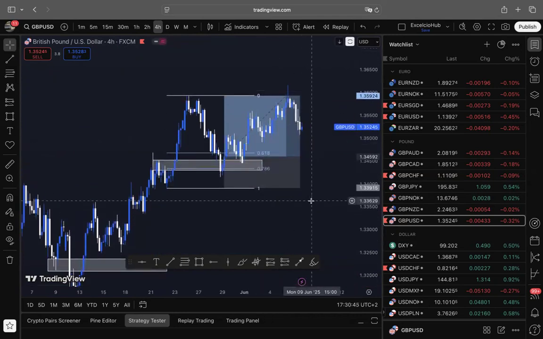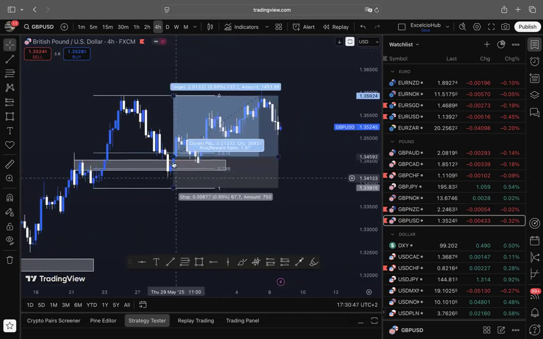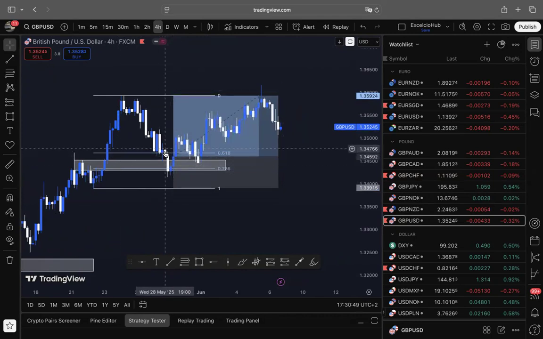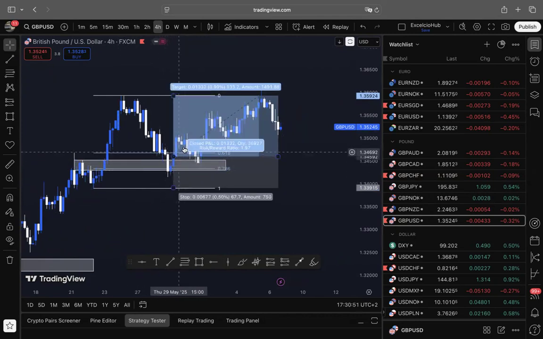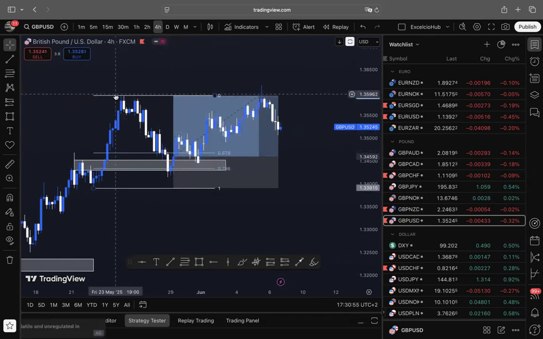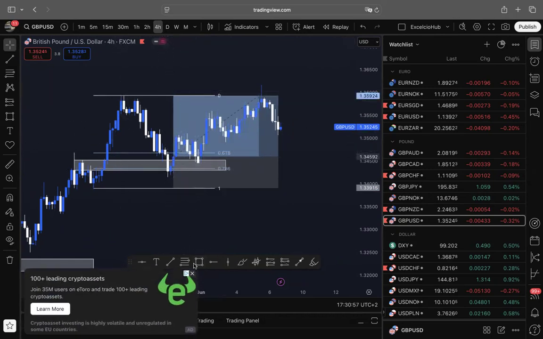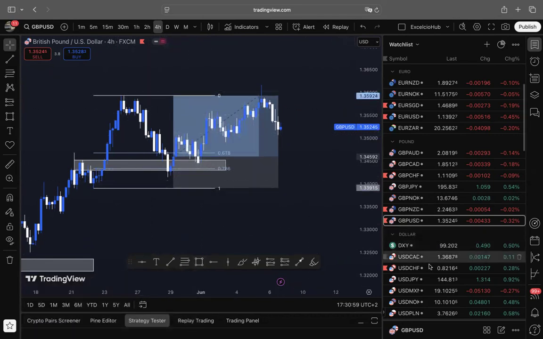GBP/USD already covered on the last weekly outlook, rejected on the zone 61.8, 78.6. This was a valid trade to go long and hit the target very clearly on this high, so definitely a good trade.